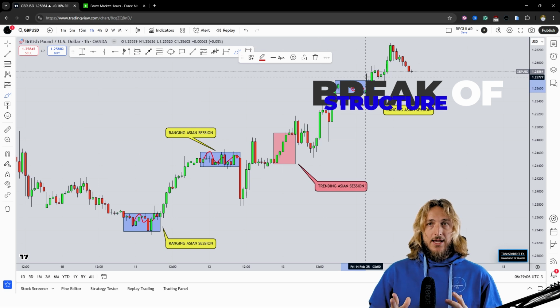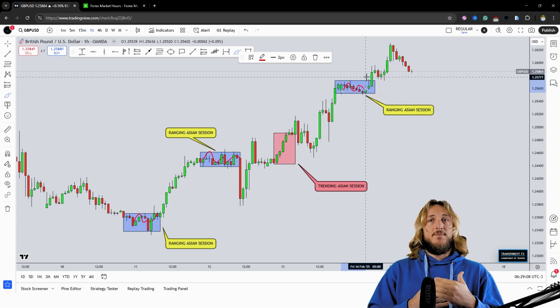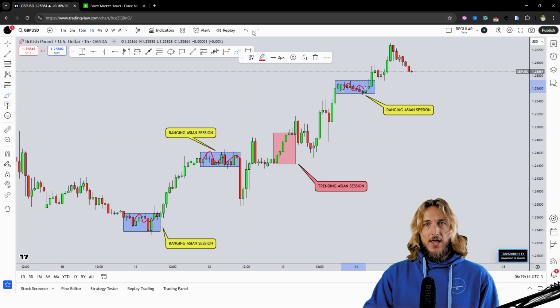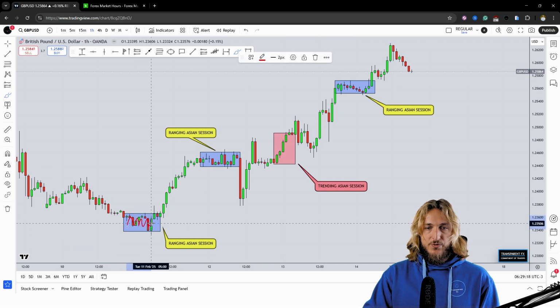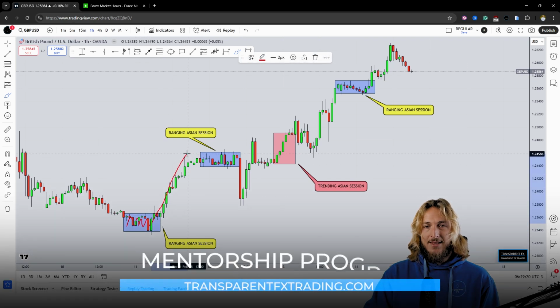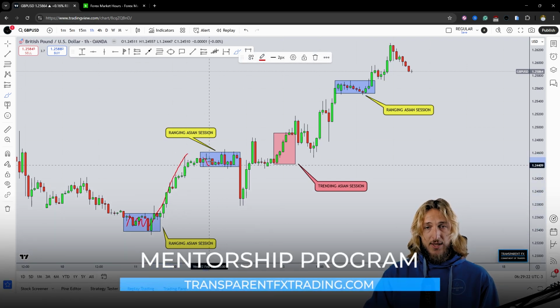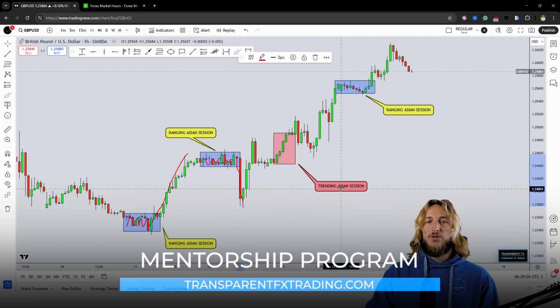And usually the breakout can be quite rough and quite big, so there is a lot of volatility to take advantage of and to trade that breakout. And we see that, for example, happening here. The Asian session was ranging, then we have the breakout to the upside and the price explodes. Here we have a ranging Asian session, the market breaks out to the downside and explodes to the downside.